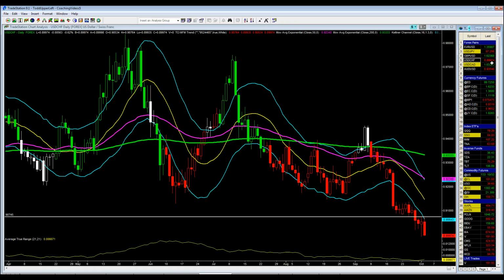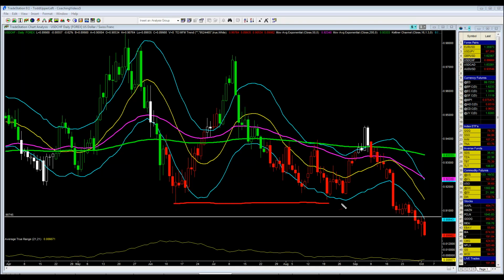We've got the US dollar Swiss franc. And as you can see, the market has broken down through this high here, or this low rather. The trend is obviously down. The trend changed from up to down right in here.